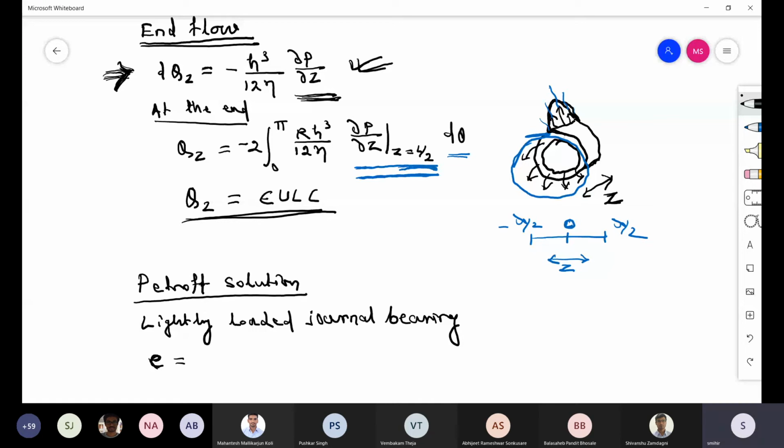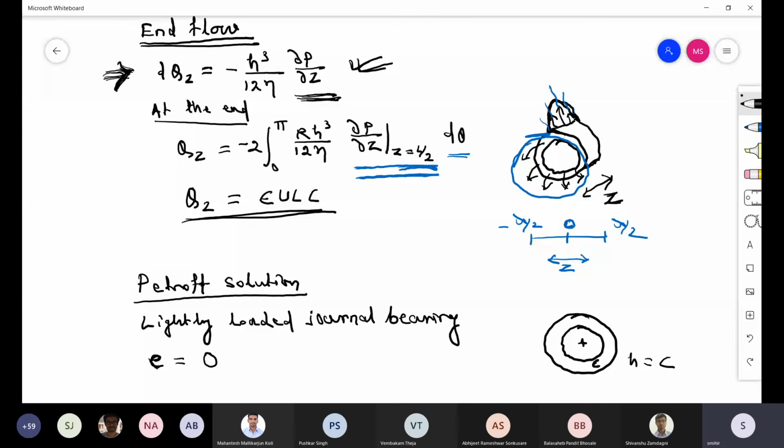Yes, very good. So in that case, what will happen? This is the bearing, this is the journal. So the journal center and the bearing center are the same. This gap throughout is equal to C. Right? That means H equals C. Throughout, H is not varying.